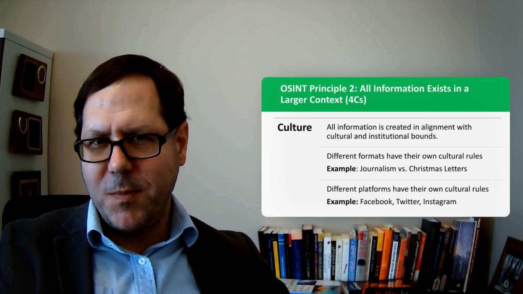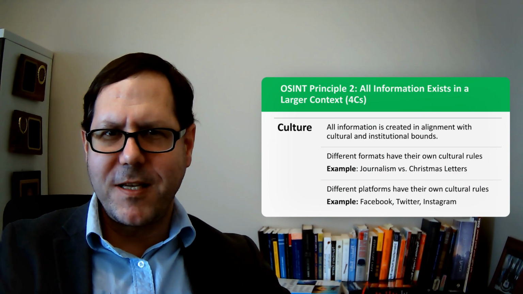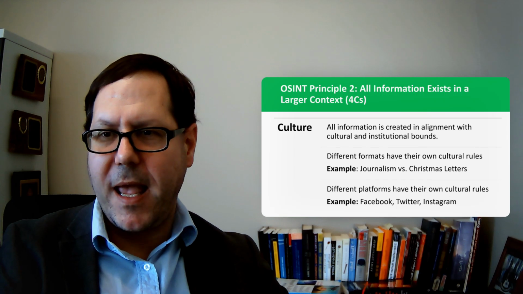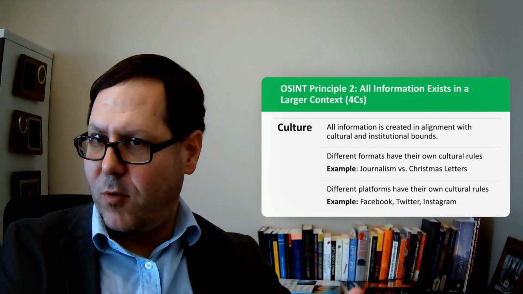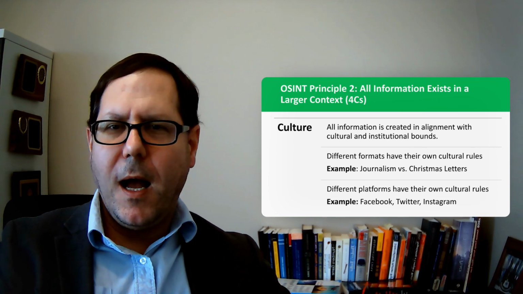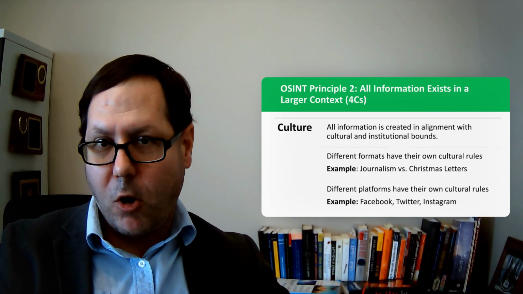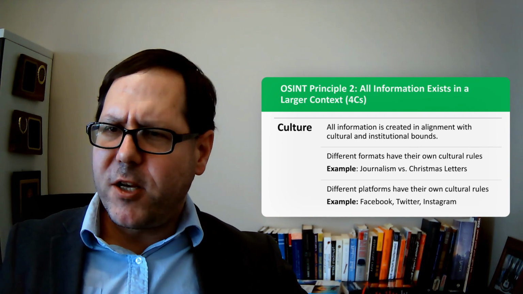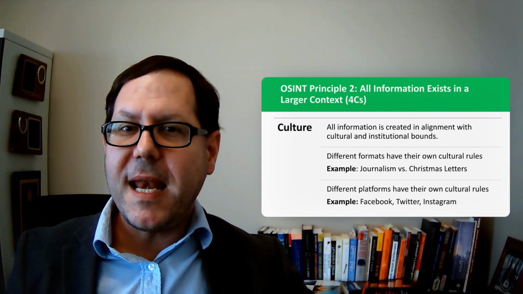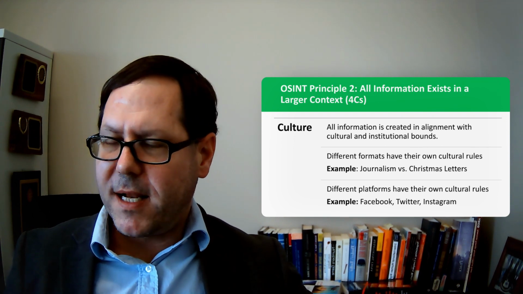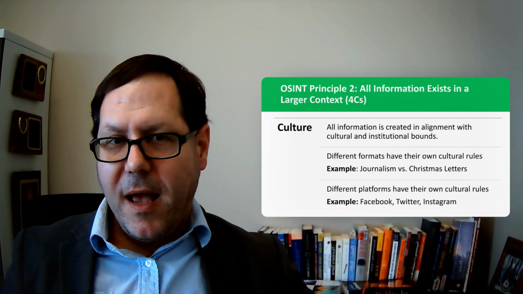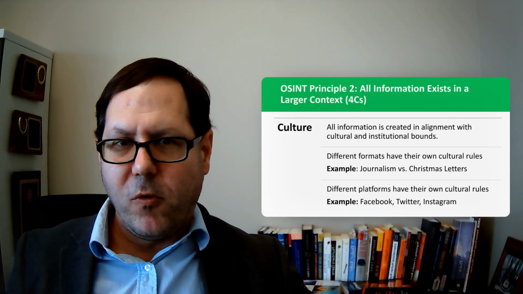A second principle is actually, I guess, 4, because I've said that all information exists in a larger context, and that larger context consists of what I'm going to call the 4 C's, because I think hopefully that'll make it easier to remember. One of those C's being culture, right? That information, particularly when we're thinking about information that's created online, is created within institutional constraints and boundaries, and created within cultural constraints and boundaries. And different formats, right, have their own rules.